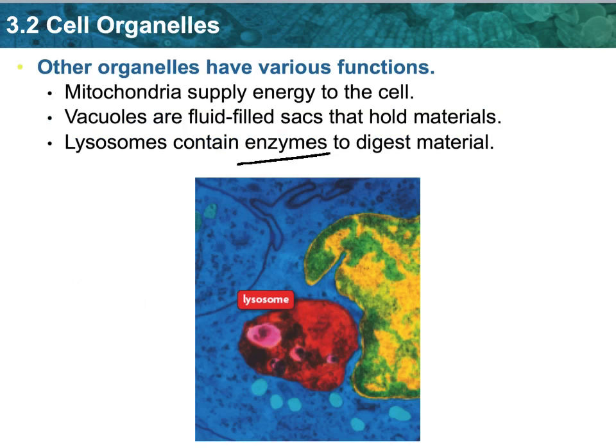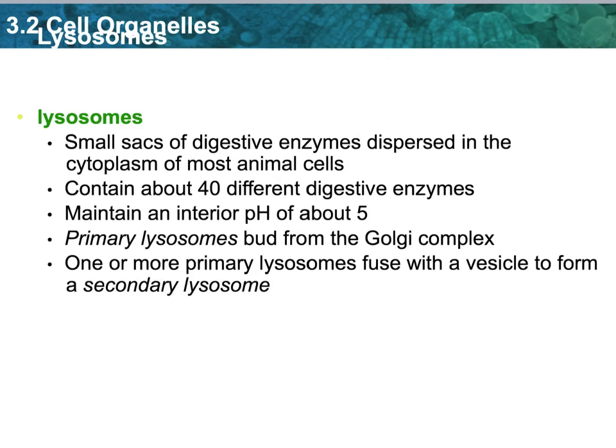Lysosomes. These things are cool. These have lots of enzymes, which, remember, we talked about enzymes are proteins that speed up chemical reactions. Well, one of the things they do is digest different materials. So these lysosomes are little sacks of things that go around and chew up stuff. They maintain a pH of about 5, so they're very acidic usually. And they go around chewing up invaders. They chew up old organelles that don't work anymore. They're kind of like our garbage truck.